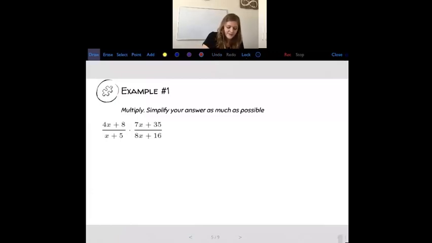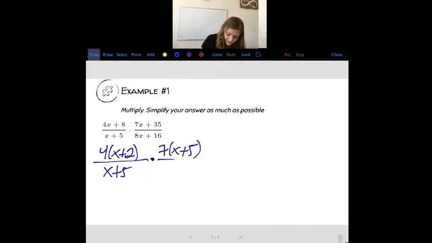Multiply. Simplify your answer as much as possible. So we're going to first start with factoring, and we're going to look at each portion: the 4x plus 8, the x plus 5, the 7x plus 35, and the 8x plus 16. And factor what we can. In this case, since there's no x squareds, we're not doing the double parentheses, we'll be looking for a greatest common factor. So between 4x and 8, 4 is the greatest common factor, and we're left with x plus 2, divided by x plus 5, still multiplication. With 7x and 35, the greatest common factor is 7. We have x plus 5, divided by, we can take out an 8, and we're left with plus 2.